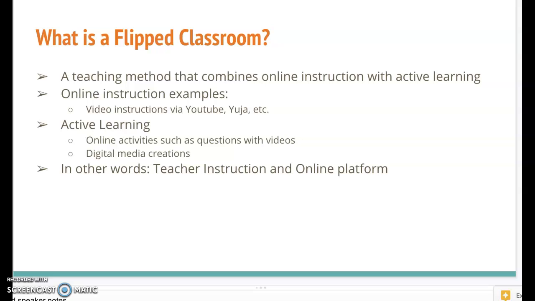The active learning part of a flipped classroom is the ways in which the teacher involves their students to be an active learner and participant. Some examples include online activities like short assessments after videos, digital media creations, and engagement inside the classroom where students may collaborate on the lesson learned that day.